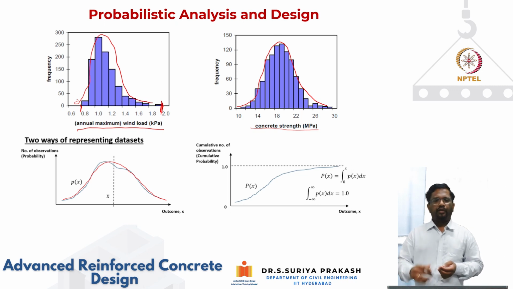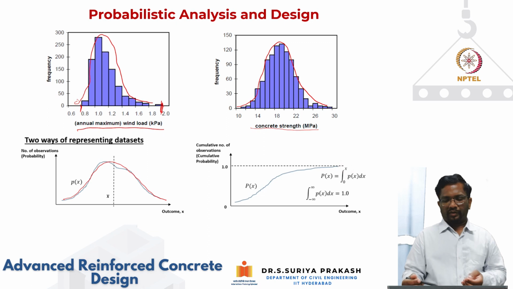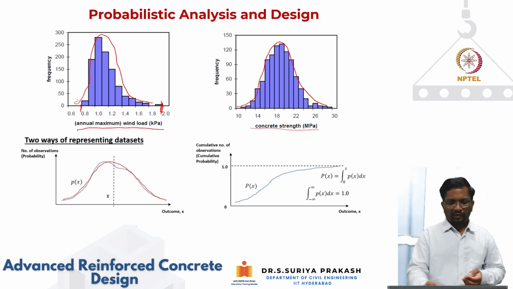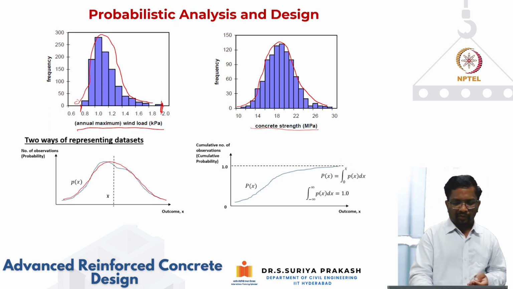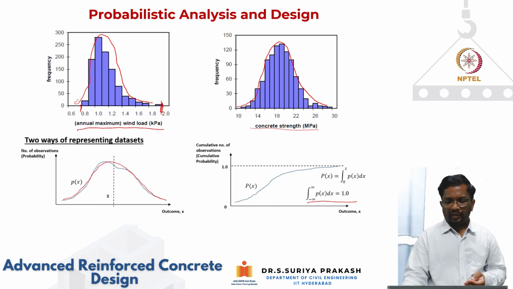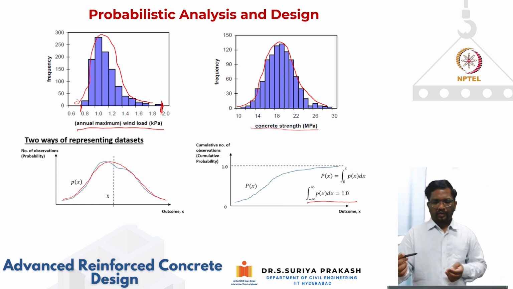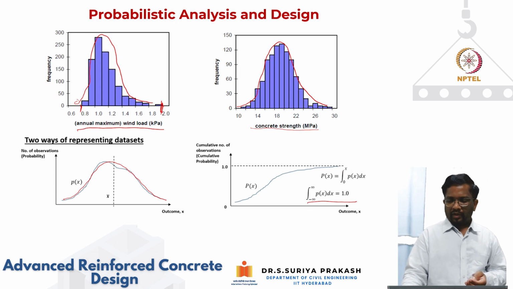You can plot the probability of occurrence of a particular wind load like this. And this data can also be presented in the form of cumulative number of observations. So if you integrate all this p of x from the lower limit to the upper limit, then your total cumulative probability is going to be 1. You can also integrate this cumulative probability from one limit to another limit.